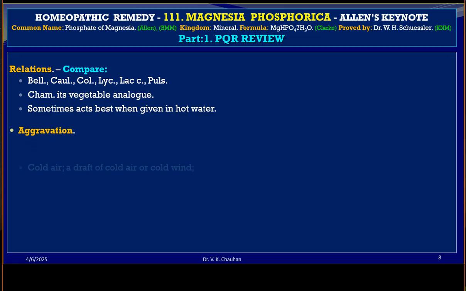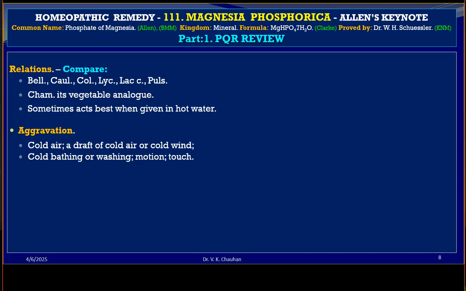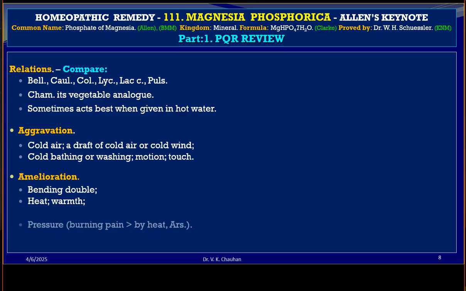For aggravation, we will find cold air, draft of cold air or cold wind, cold bathing, cold washing, motion and touch. Touch, remember, fine touch, light touch. Amelioration is by bending double, heat and warmth, pressure. And if it is burning pains, they are better by heat. Please remember arsenic. Let us also recall one fact that Magnesia phos has every kind of pain, but it lacks the burning pains.